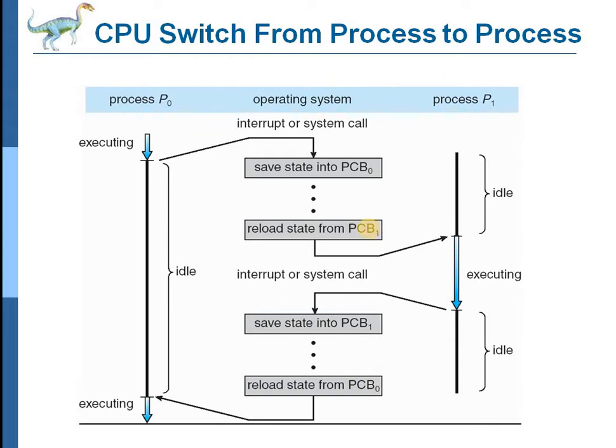After some time, again a context switch occurs and process P1 is switched out and process P0 is switched in again. It involves saving the state of process P1 and loading the state of process P0 from its PCB0.